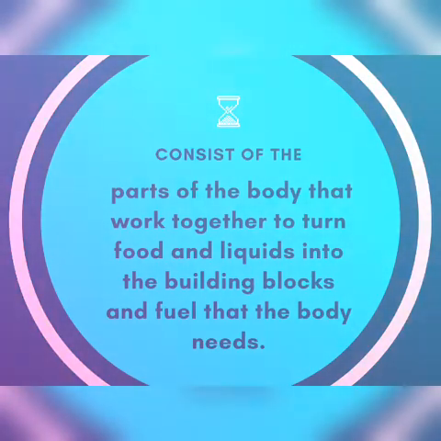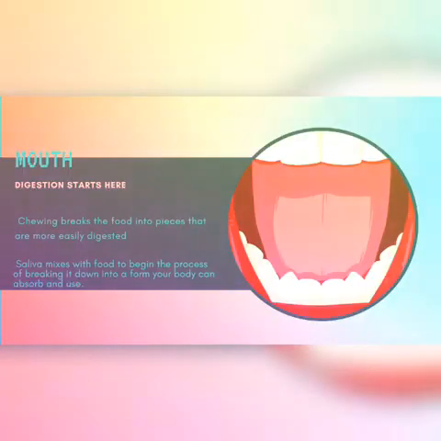So the first part of the digestive system is the mouth. It is the beginning of the digestive tract. In fact, digestion starts here when taking the first bite of food. Chewing breaks the food into pieces that are more easily digested, while saliva mixes with food to begin the process of breaking it down into a form your body can absorb and use.